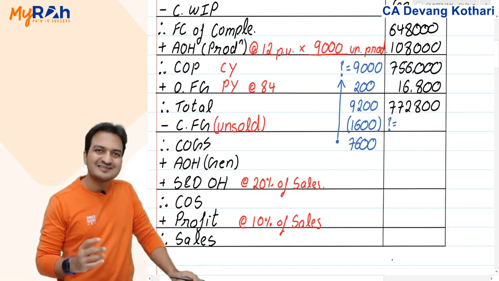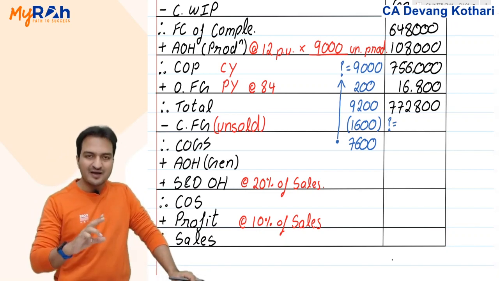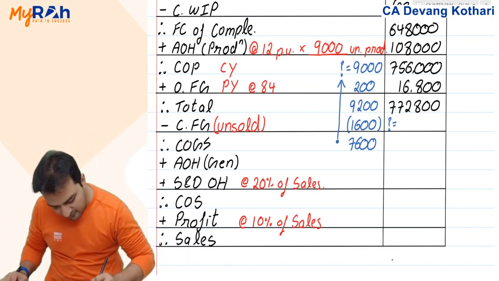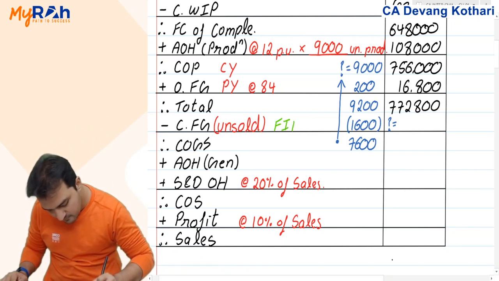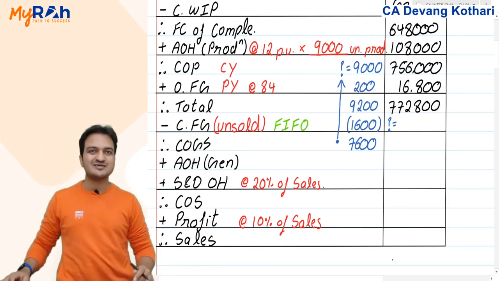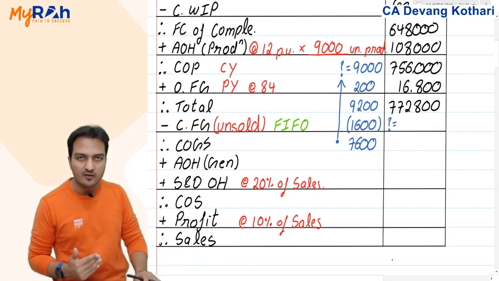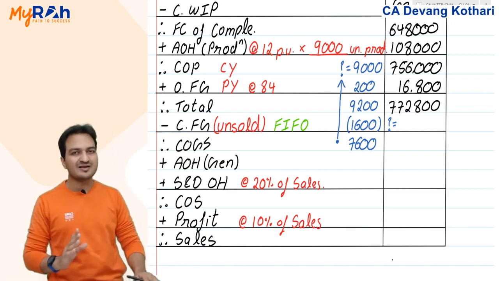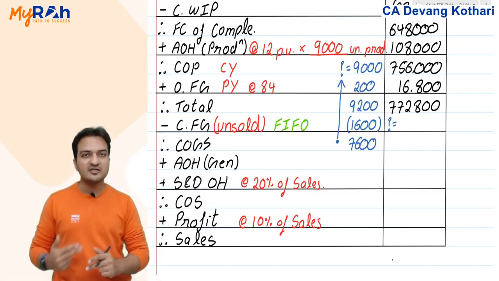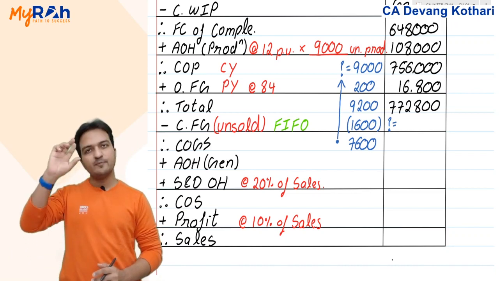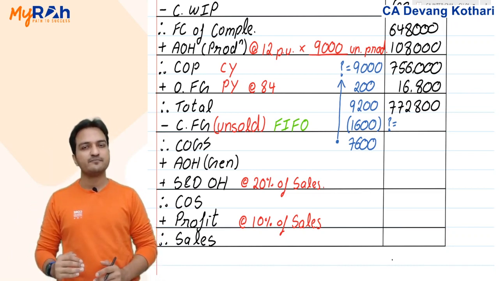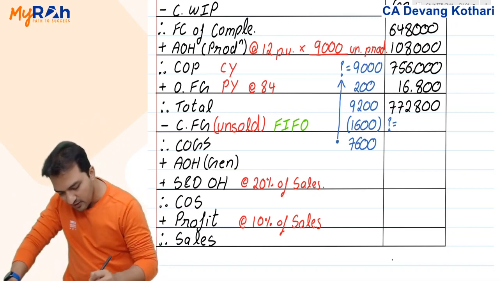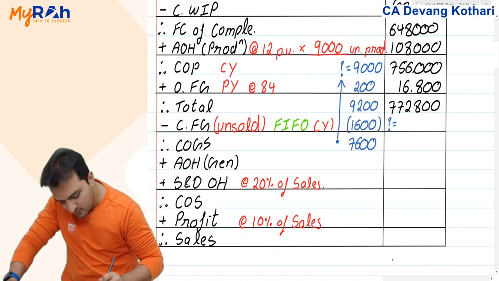Closing FG valuation will be done by either FIFO method or weighted average method. Right now let me show you if I follow FIFO method. In this question they have not mentioned which method they want. You can assume any method and do the working. I will explain both the methods just for your clarity. FIFO method, I told you, means that opening FG units are sold out first. So what remains unsold are the units out of current year.